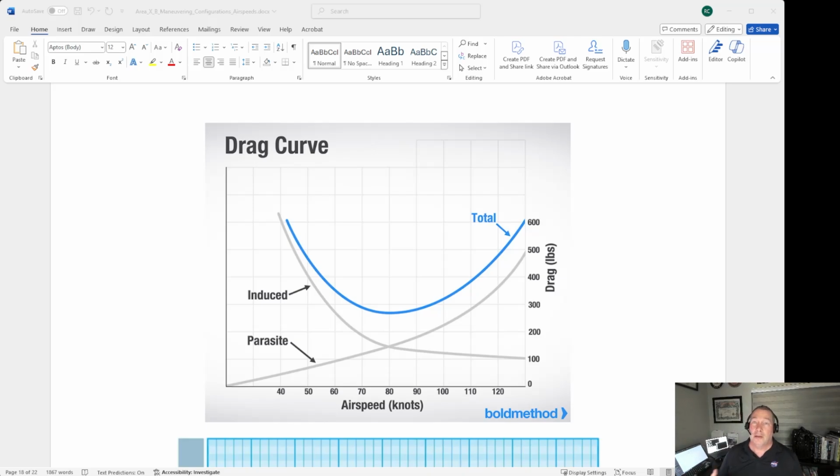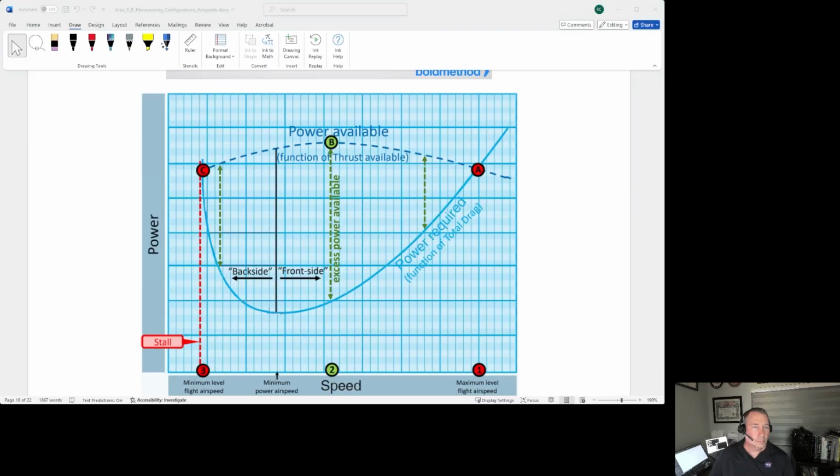Now, the blue line is total drag. If you ever took calculus in school or learned to plot things on a graph, total drag is the induced drag at a given airspeed plus the parasite drag at a given airspeed. And there's a point at the bottom in the middle where that is at a minimum. This particular chart introduces a few new concepts.